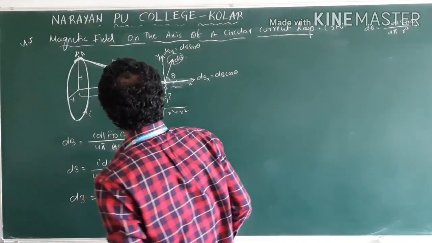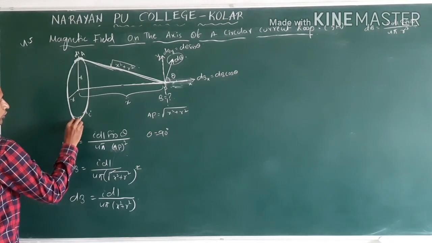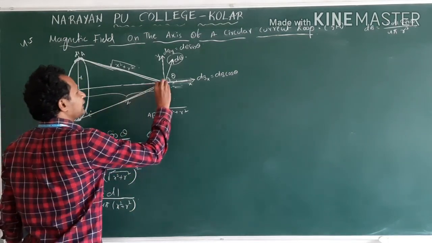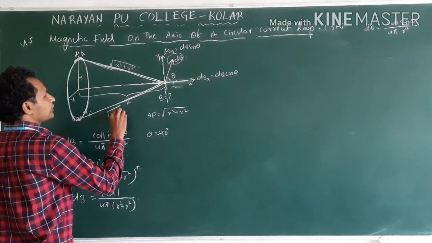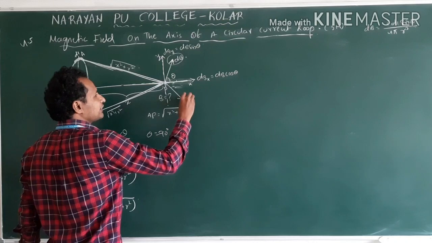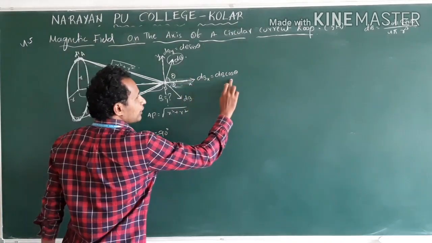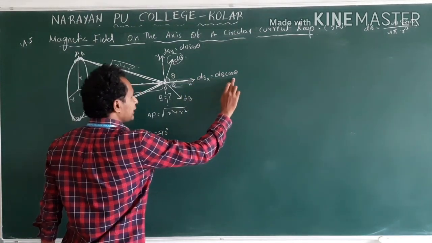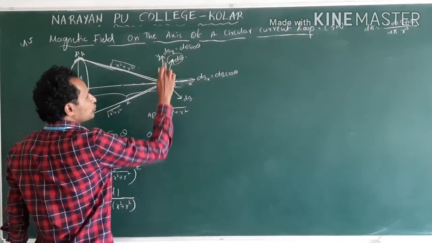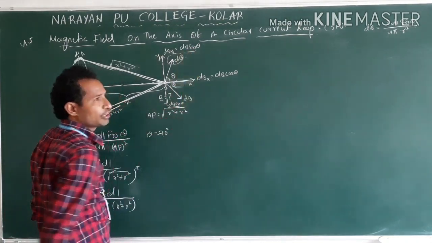Okay? Now, suppose you take an element here. If you draw a line like this, again this value is also under root of x square plus r square. Due to this element, field will act in this direction, this is dB. Again this angle will be theta. If you resolve, dB cos theta will act along x-axis, dB sin theta acts along y-axis but negative. So this positive and negative will be cancelled. This dB sin theta and this dB sin theta will be cancelled.